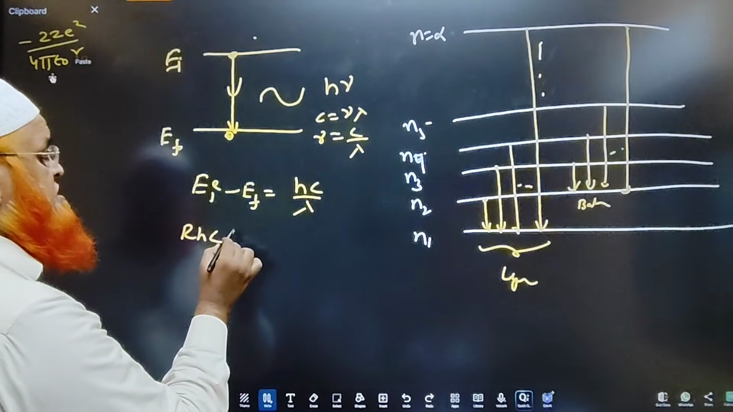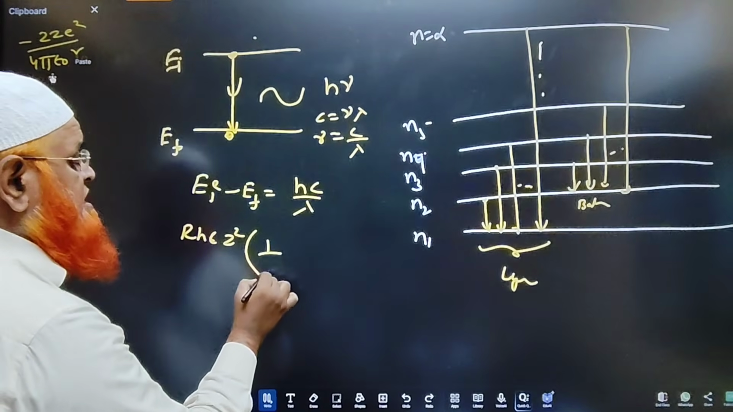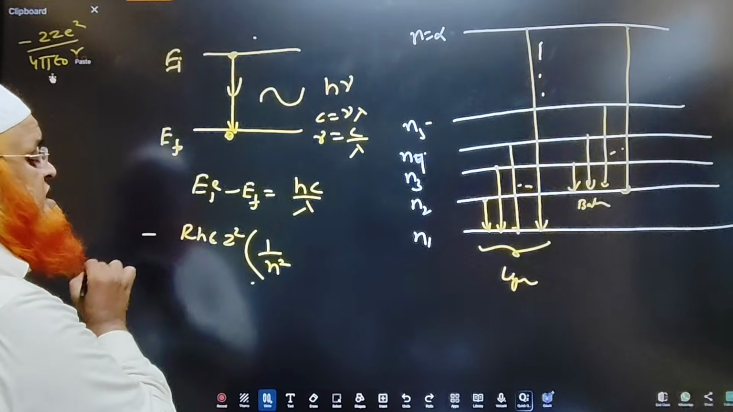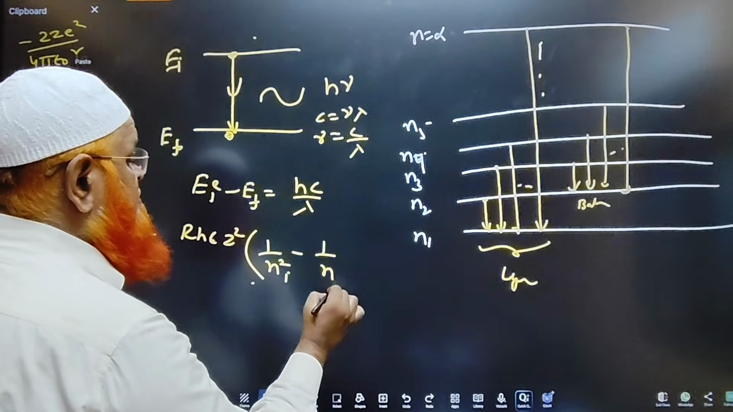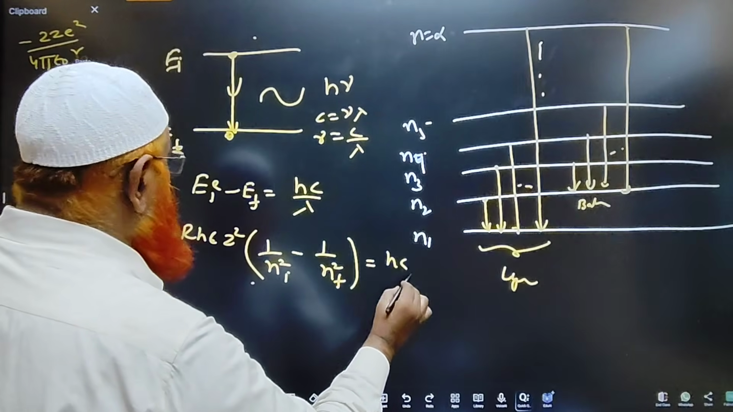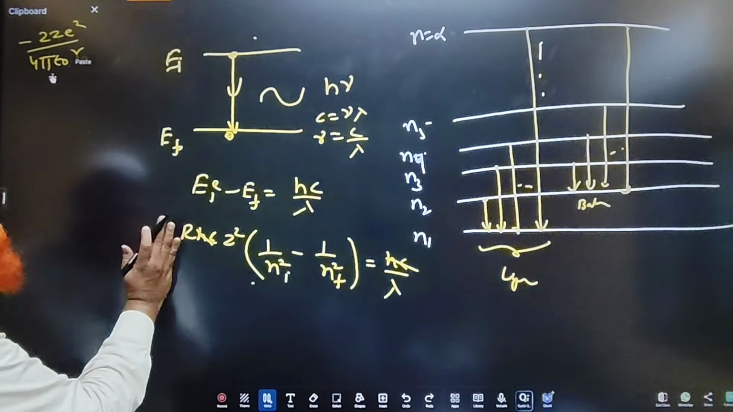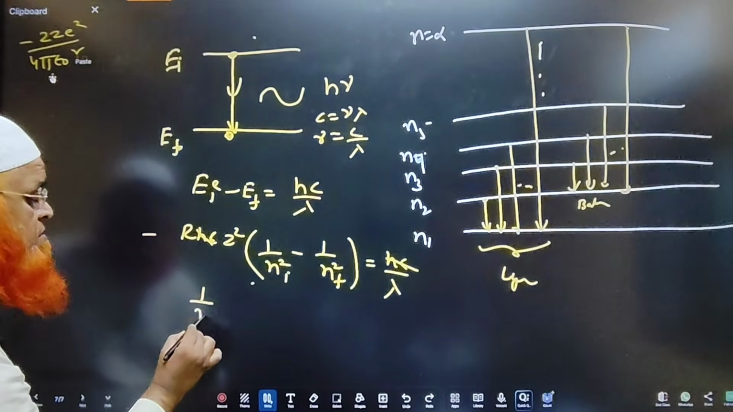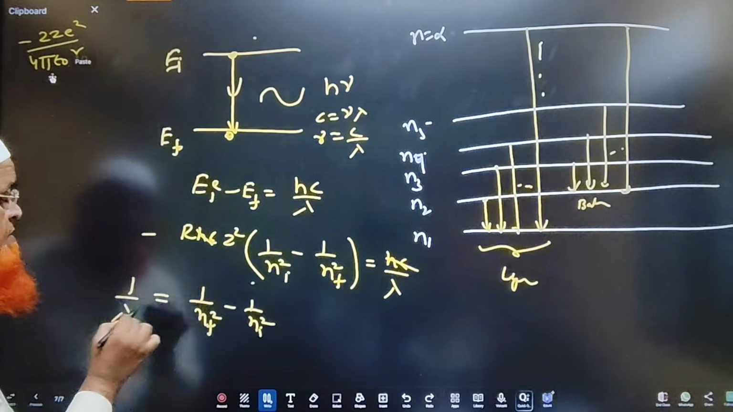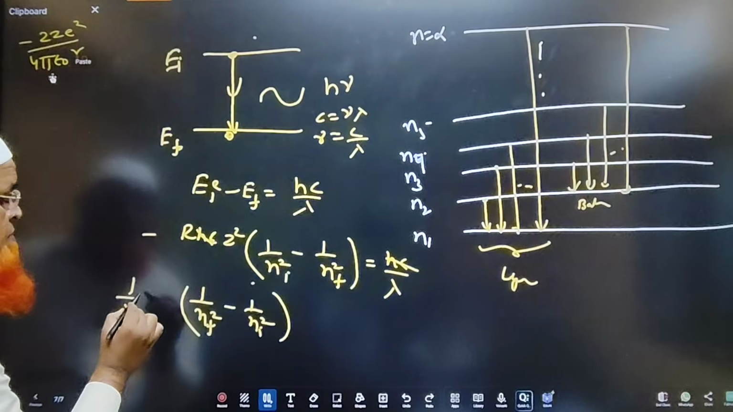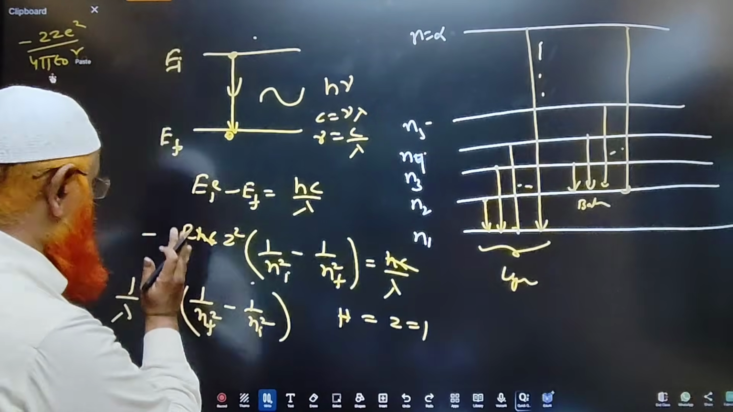Taking the common terms out, z square is also common, so what is left here is n square. Minus is common here. So we get 1 by n initial whole square minus 1 by n final whole square is equal to hc by lambda. So hc gets cancelled. Sending this minus inside, what you get is 1 by n final whole square minus 1 by n initial whole square is equal to 1 by lambda. And before that, R and z square are present. For hydrogen, z equal to 1, so that also goes away.